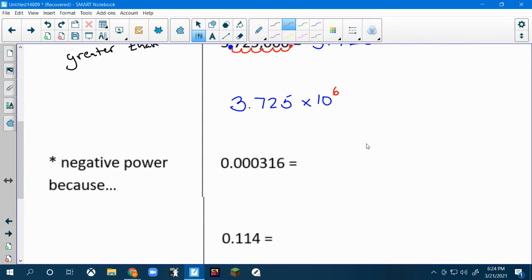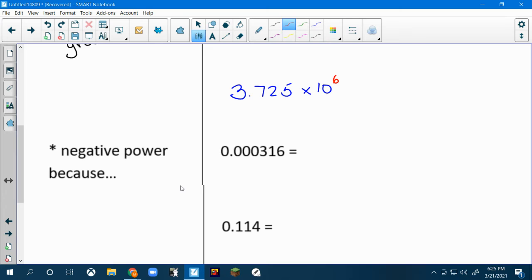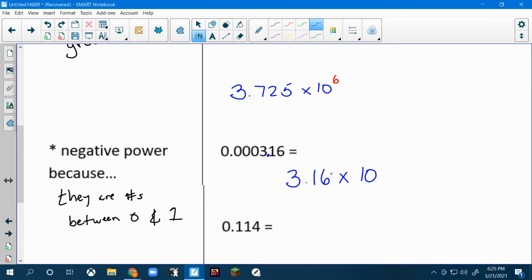Let's keep going. This is a smaller number. It's going to be a negative power because they are numbers between 0 and 1. They're really small numbers. So let's look at it really quick. We have 0.000316. Well, my first non-zero digit is 3. So I'm going to put my decimal here. I'm going to rewrite it as 3.16 times 10, and then we have to count.